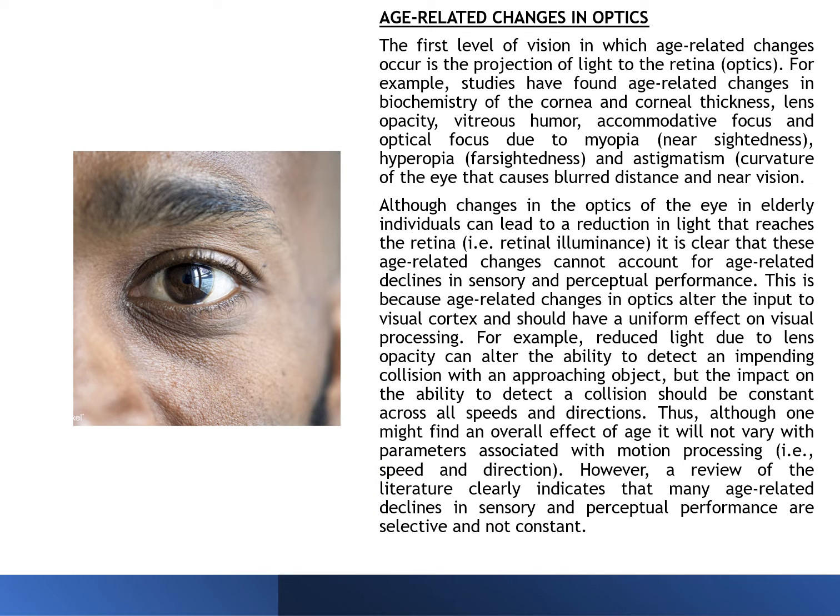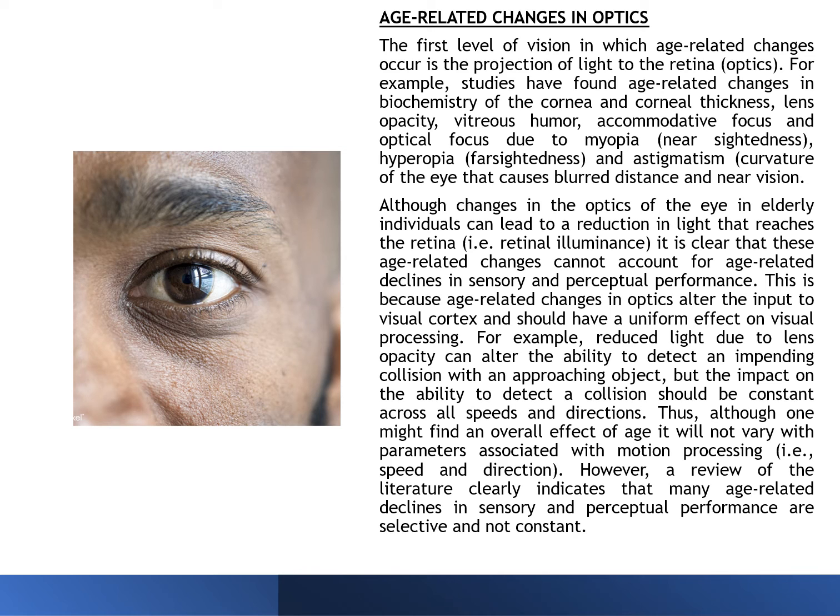So let's take a closer look at age-related changes in optics. This is the first level of vision in which age-related changes occur and is the projection of light to the retina, the optics. For example, studies have found age-related changes in biochemistry of the cornea and corneal thickness, lens opacity, vitreous humor, accommodative focus, and optical focus due to myopia, which is nearsightedness, hyperopia, which is farsightedness, and astigmatism, which is curvature of the eye that causes blurred distance and near vision.